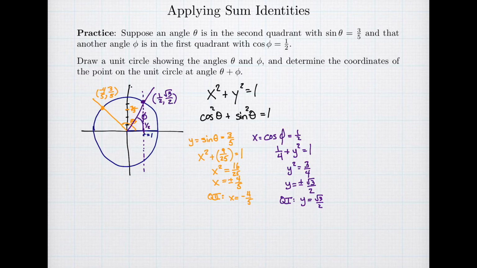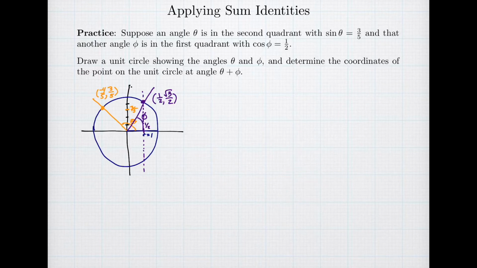All right, so I'm going to clean up a little bit here. And we're going to summarize what we know. For our angle theta, we know that the cosine of my angle theta equals -4/5. That was the x-coordinate. And the sine of my angle theta was equal to 3/5. For my second point, I know that the cosine of phi equals 1/2. That was my x-coordinate. And the sine of my angle phi was equal to the square root of 3 over 2.